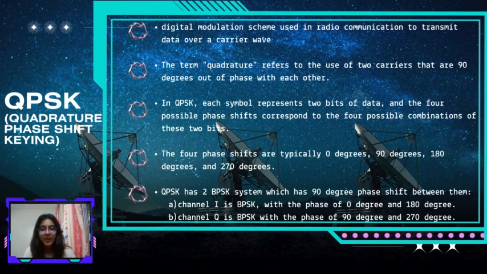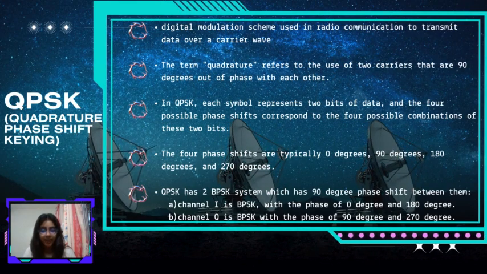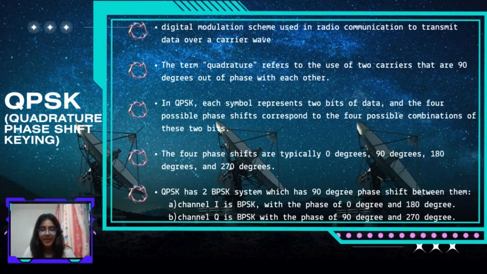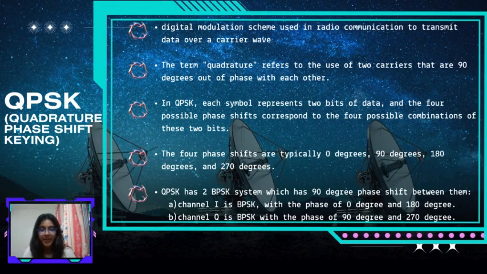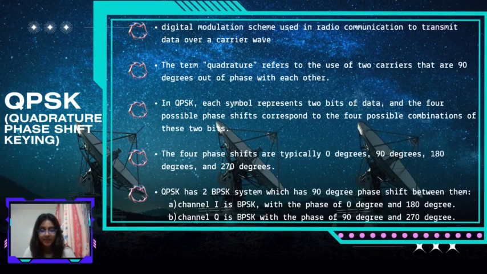QPSK has two BPSK systems which have a 90 degree phase shift between them. It is separated into two channels. Channel 1 is BPSK with phases of 0 degrees and 180 degrees. The second one, channel 0, is BPSK with phases of 90 degrees and 270 degrees.